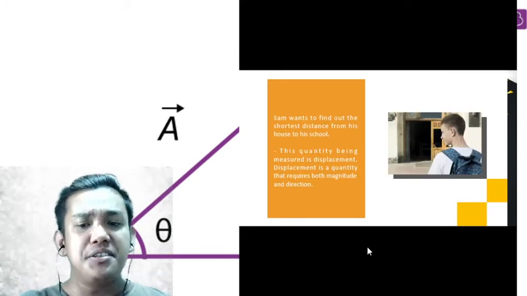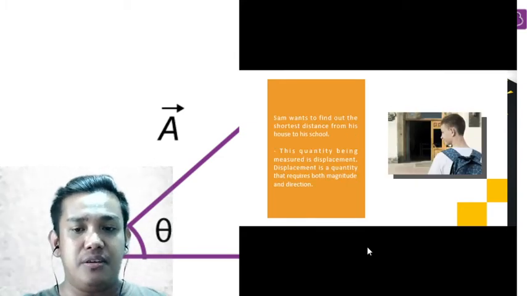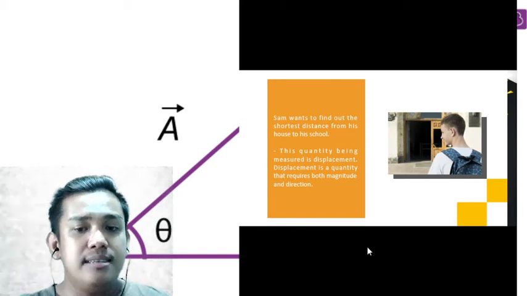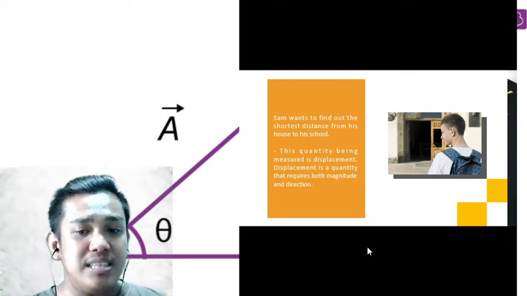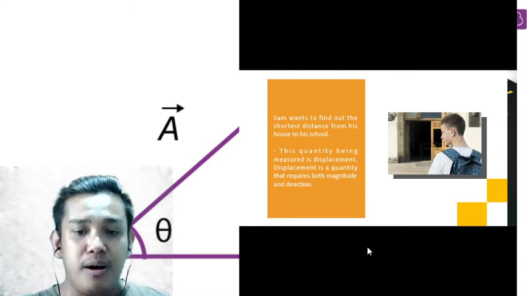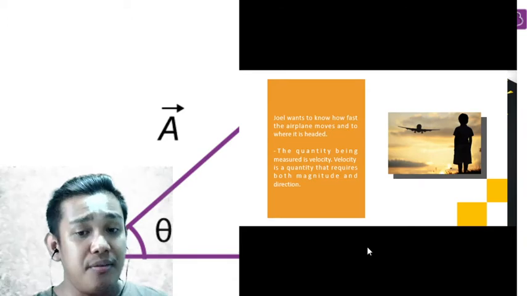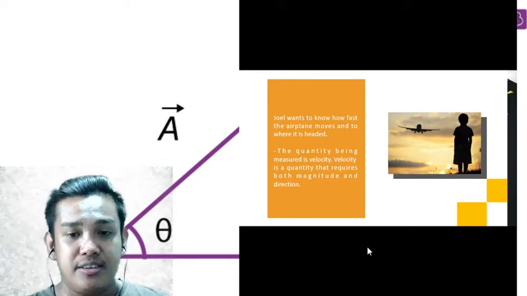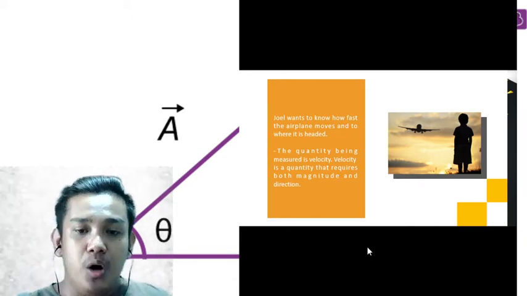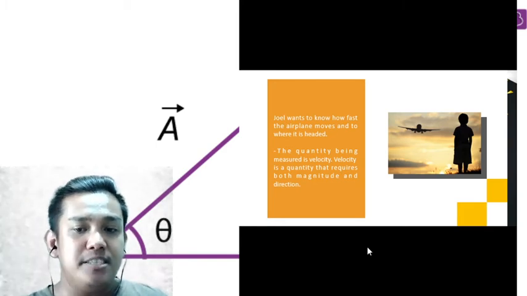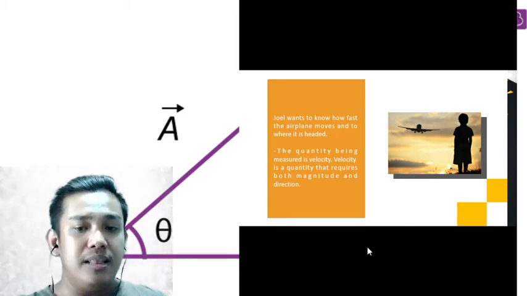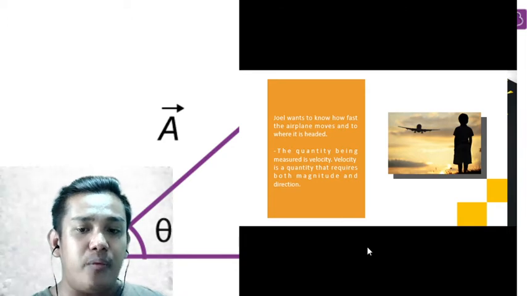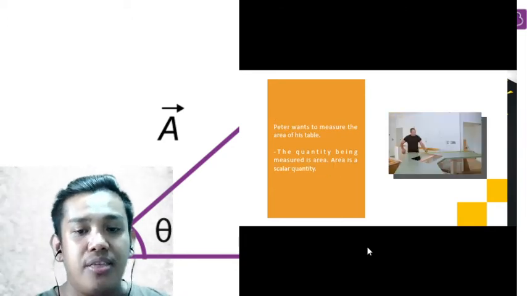Someone wants to find out the shortest distance from his house to school. The quantity being measured is displacement. Displacement is a quantity that requires both magnitude and direction, so that is a vector. Joel wants to know how fast the airplane moves and to where it is headed. The quantity being measured is velocity. Velocity is a quantity that requires both magnitude and direction.